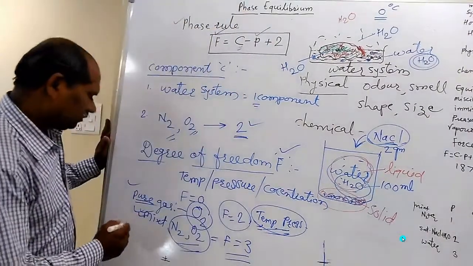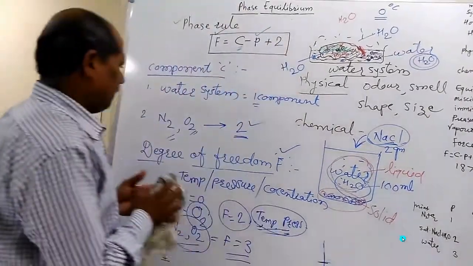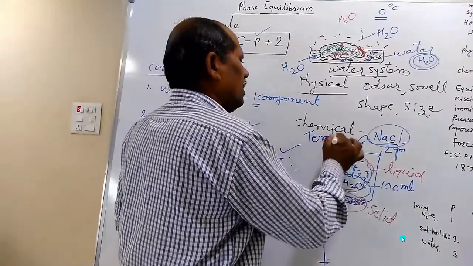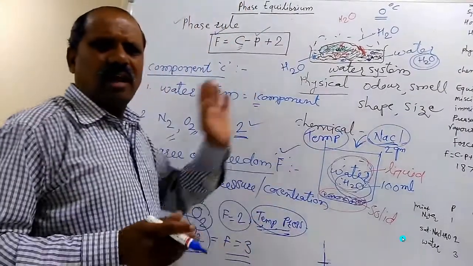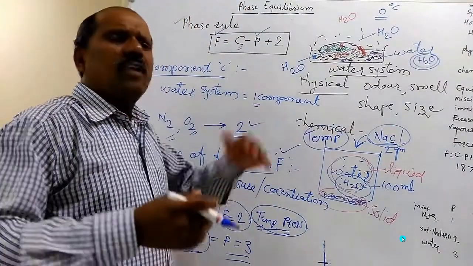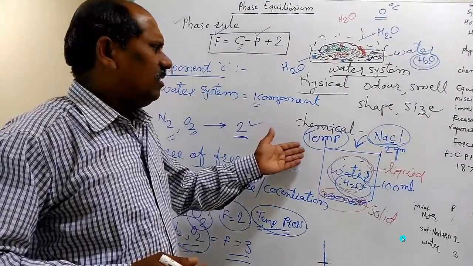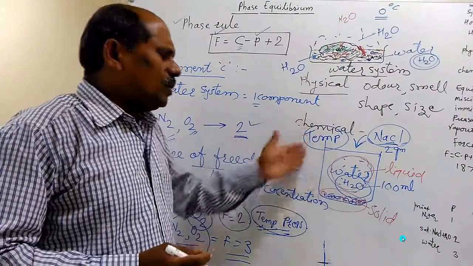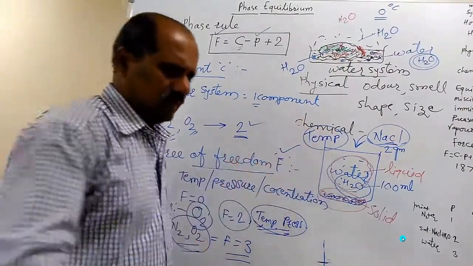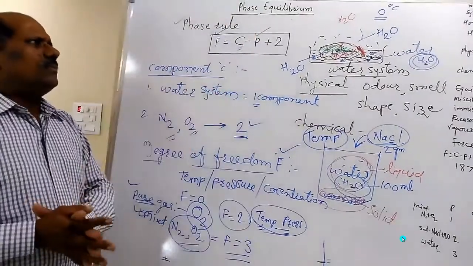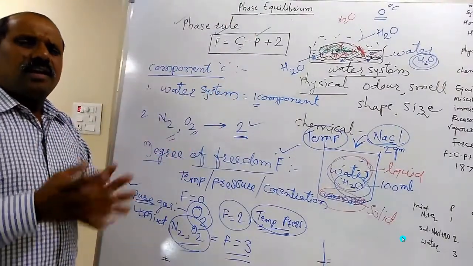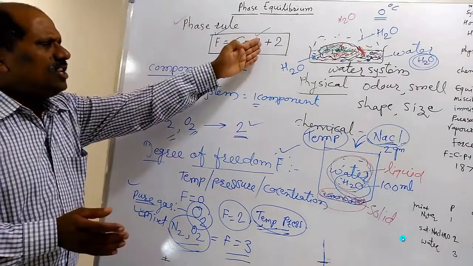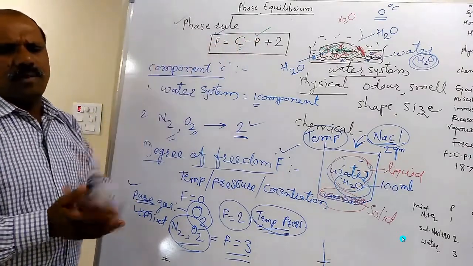In case of a saturated solution of NaCl, temperature is required to be fixed, then the other variables will be automatically fixed, and hence the degree of freedom for the saturated solution of sodium chloride is 1. These are the different terms involved in the phase rule: phases, components, and the degree of freedom.